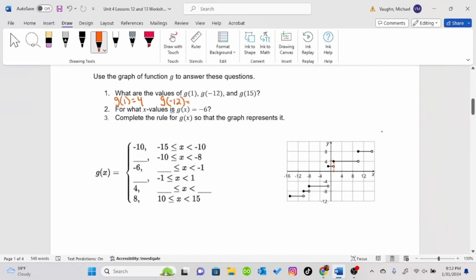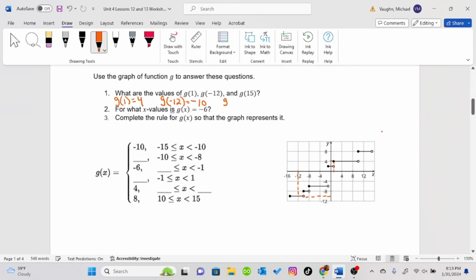I go left until x equals negative 12, and I go down until I hit the line. And I see that I hit the line at about y equals negative 10. Therefore, g of negative 12 equals negative 10.